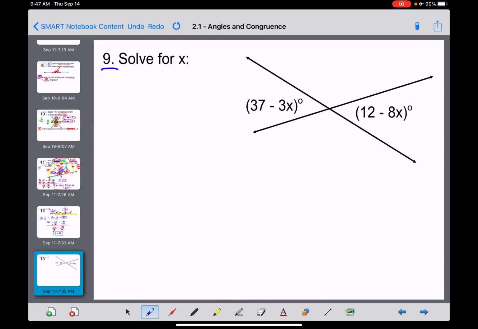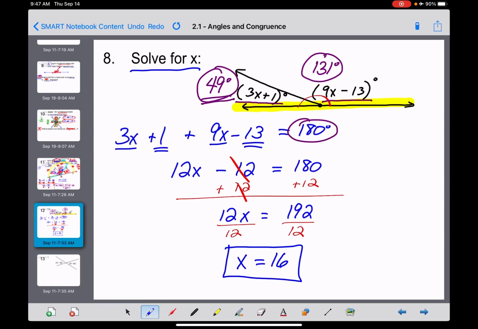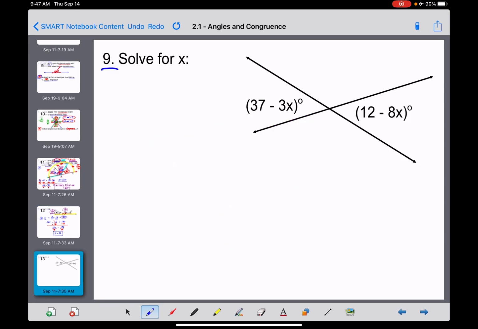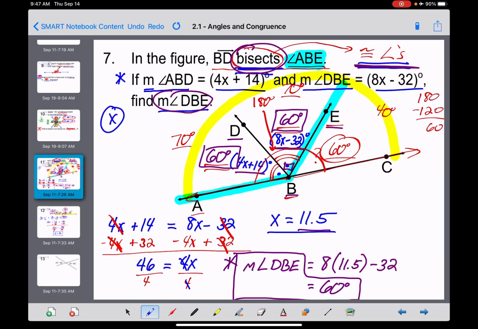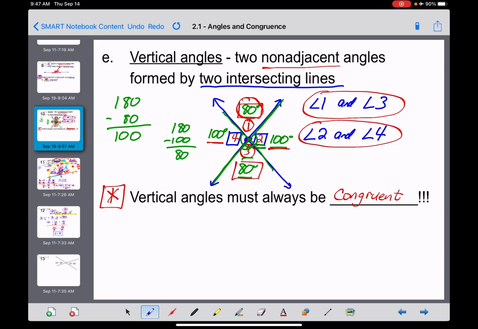Last one we're going to do here, number 9, and again, we're just solving for x. Now, what I'm hoping you guys notice, I'm sure you do, is that this problem looks different from the one that we just did. So if I'm not quite sure how to handle this, let's go back in our notes and let's look for a diagram that looks similar. Kind of this big X here formed by two intersecting lines. No help here, no help here.